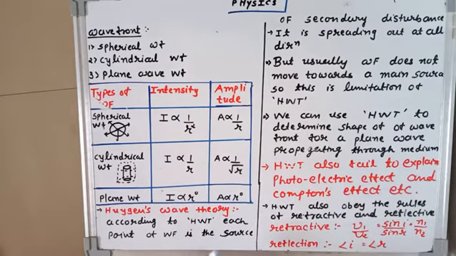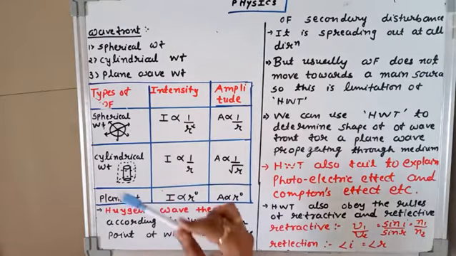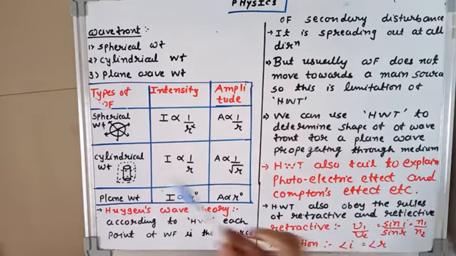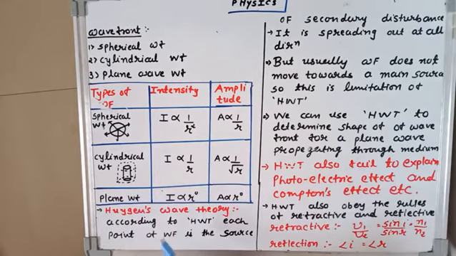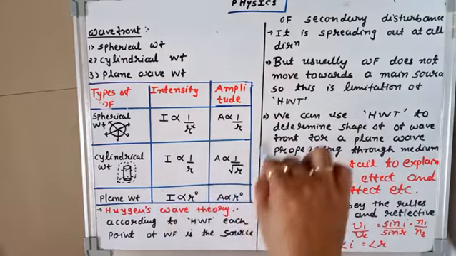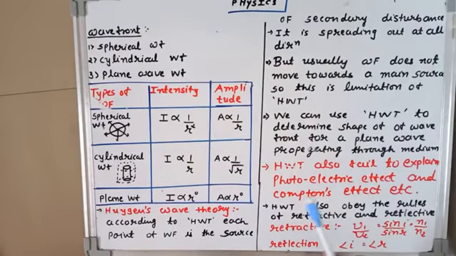After that, the plane wave is the most important. All the spherical and cylindrical wavefronts, at a far distance, are converted into the plane wave. Intensity of the plane wave is proportional to r to the power 0. It is free from distance, and amplitude is also free from distance. It does not depend on distance.